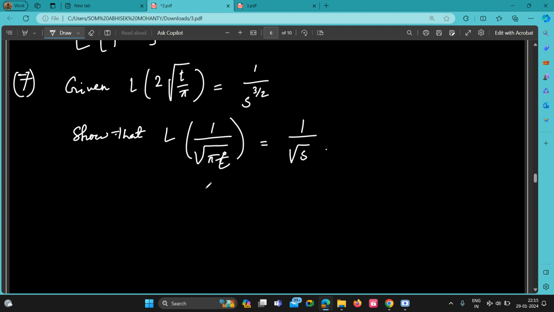Given L of 2 root over t by pi is equal to 1 by s to the power 3 by 2. So that L of 1 by root over pi t is equal to 1 by root over s. Okay, how to solve this question?